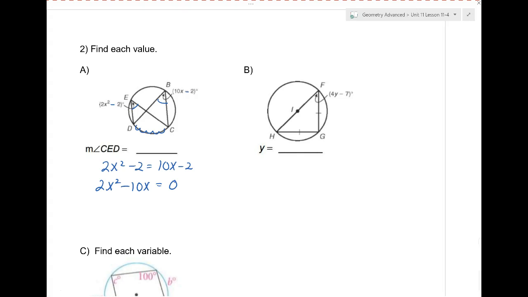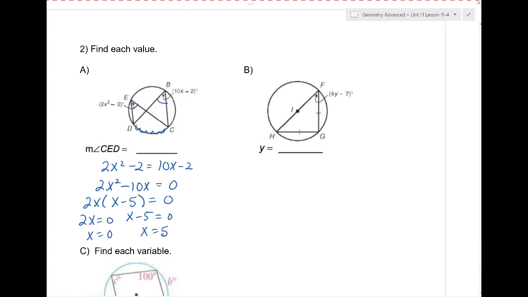Now, what's the first thing you should do when you're factoring? Greatest common factor out, right? So I take a GCF out. Don't you take out a 2x? And then what I get left with is x minus 5 equals 0. Then you set both equal to 0. I get x is equal to 0, and I get x is equal to 5.